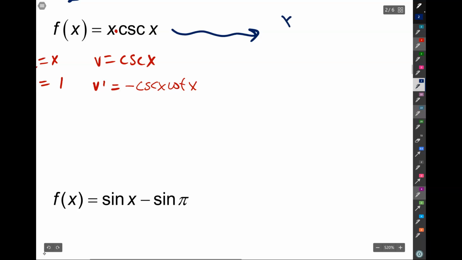So I could rewrite this as x over sine, because cosecant is the same thing as 1 over sine. And you know what the derivative of sine is. Yep, a negative cosine. So you could use quotient rule and do it this way. You could, no. Derivative of sine is cosine. Derivative of cosine is negative sine.